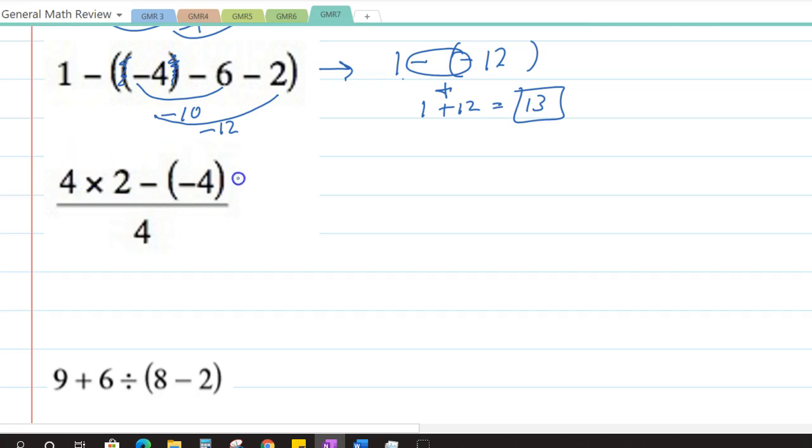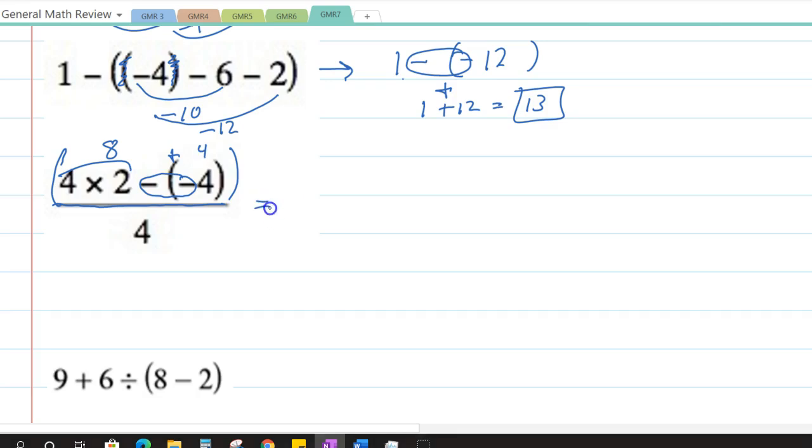Next, I have a very large numerator all over 4. When you have a large numerator, one long line like that, you want to treat that as if it's a parentheses. In reality, it is a parentheses that has not been drawn. Then we do the multiplication from left to right. I have 4 times 2. Well, 4 times 2 is 8. Next, I have minus a negative. Well, negative times a negative is a positive 4.